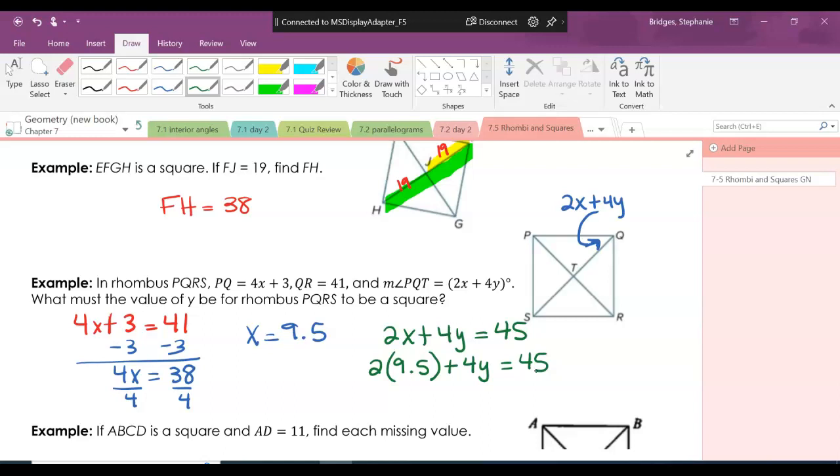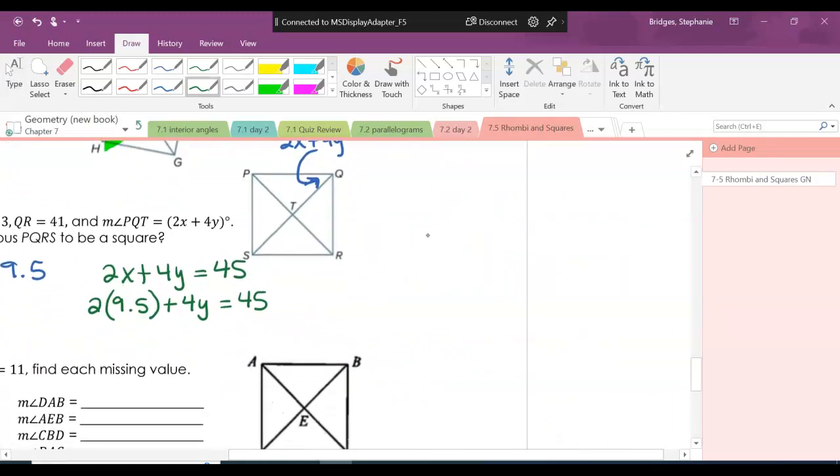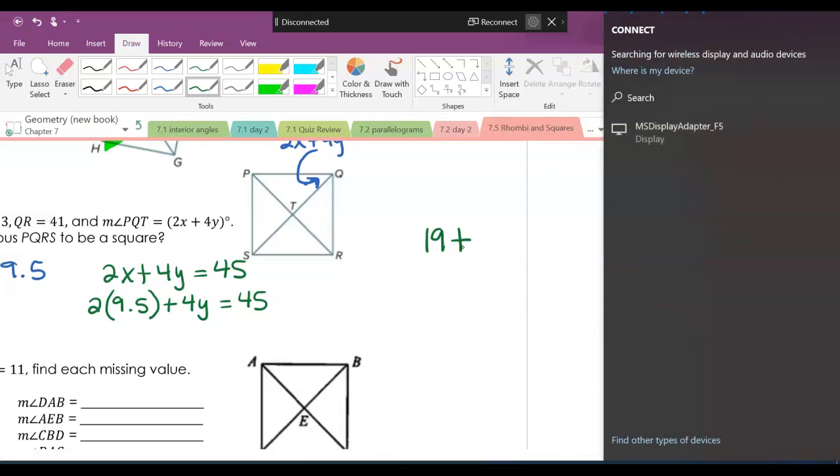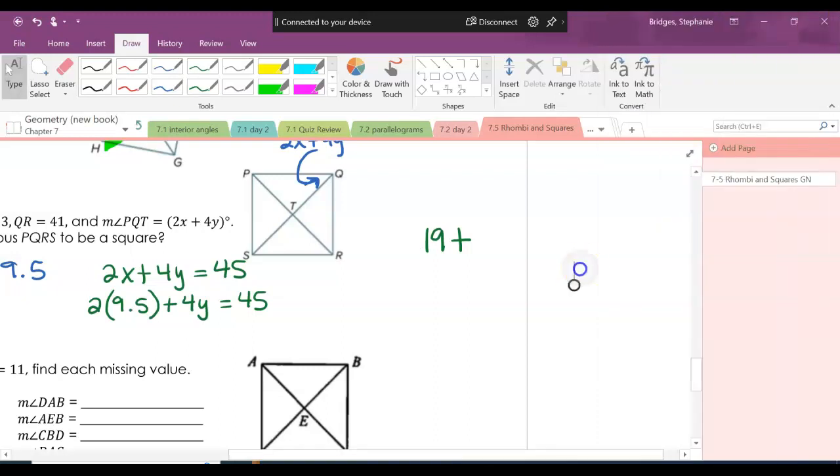Okay. I'm going to come over here to the side. What is 2 times 9.5? 19. Okay. So that's going to turn into 19. That's probably about to cut off, isn't it? Hold on just a second. I'll try to connect it. So you're going to change that 2 times 9.5 to 19. And then we can bring the rest of it over. Plus 4y equals 45. What I would like for you to do is finish that. Solve that final equation. And that would give us the answer of what y would have to be in order for that rhombus to become a square.